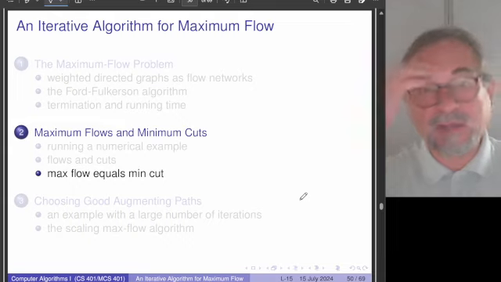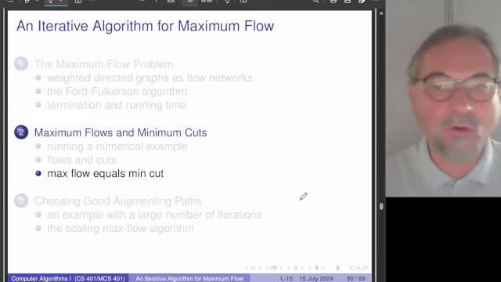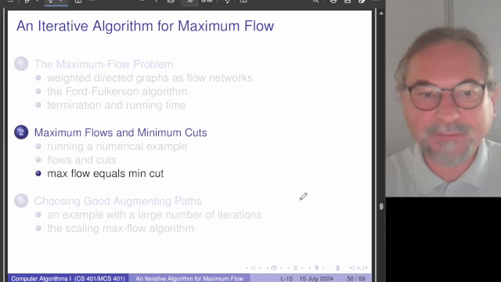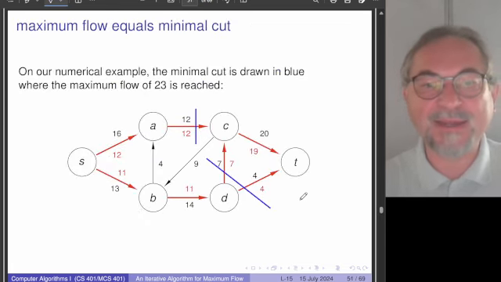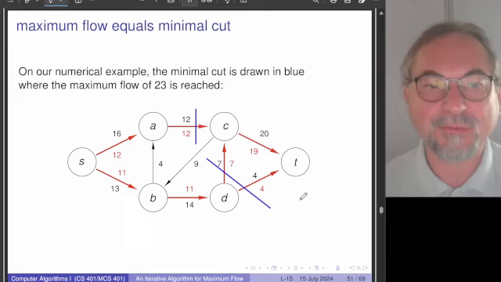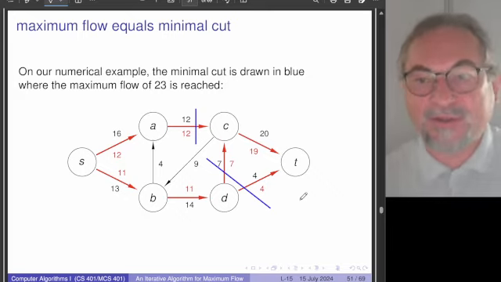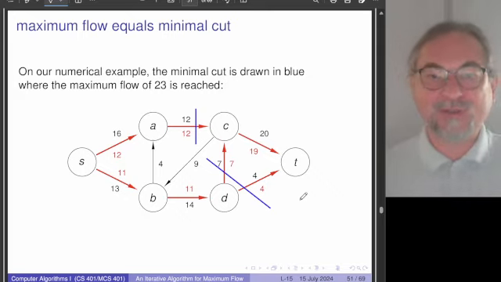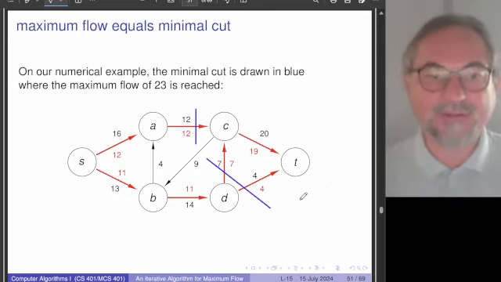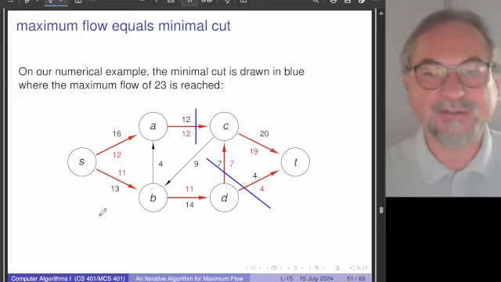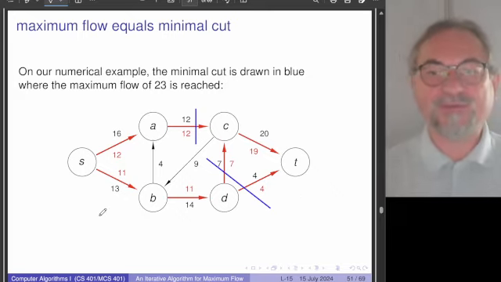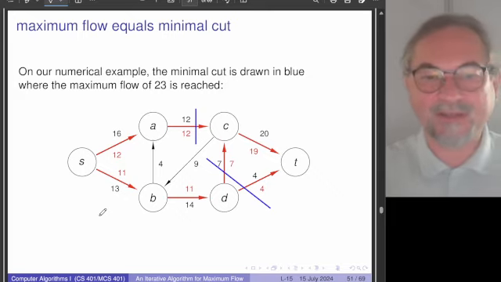Okay, we have that maximum flow equals minimum cut. So we had our running example with a maximum flow of 23. There is an obvious way to separate source from sink. Just cut the edges that are outgoing from the source. Just cut everything that is incoming. These are cuts as well.